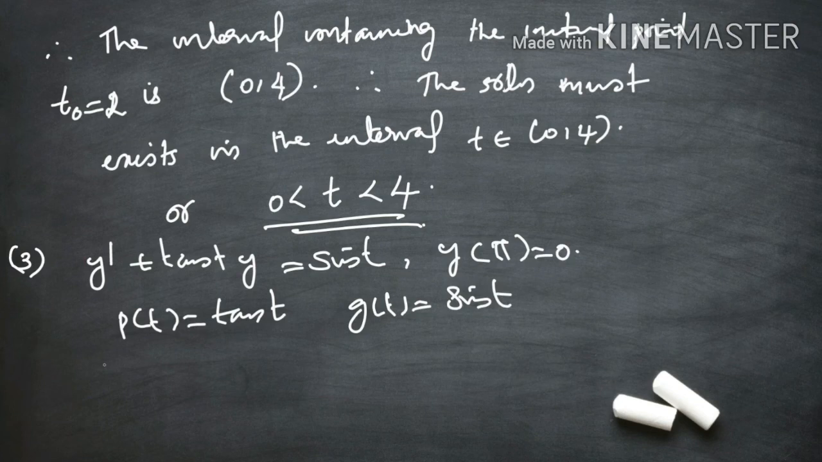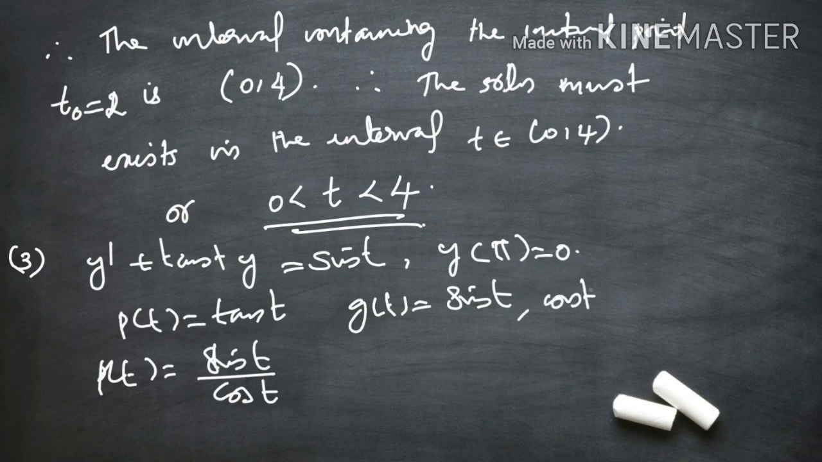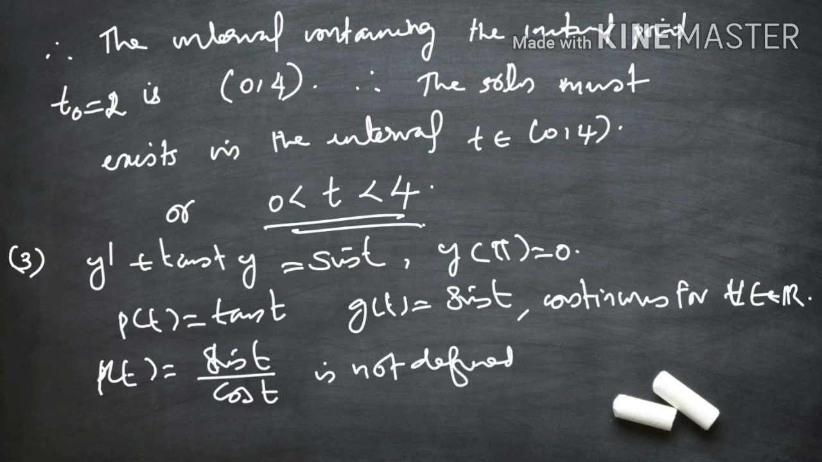And you know that tan t we can write as sin t by cos t, and g of t is sin t itself. And g of t, we know the graph of sin t, sine function, and it is continuous. There is no breaking in the graph, so it is continuous for all t belongs to R. Okay, and what about p of t? P of t is not defined when the denominator becomes 0. It is not defined for cos t such that cos t equal to 0.